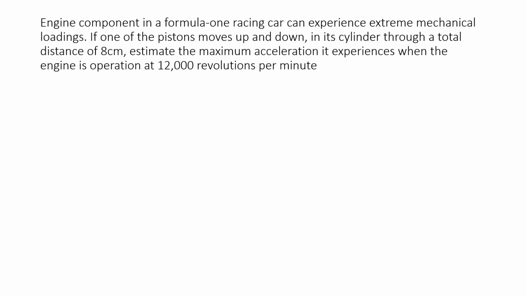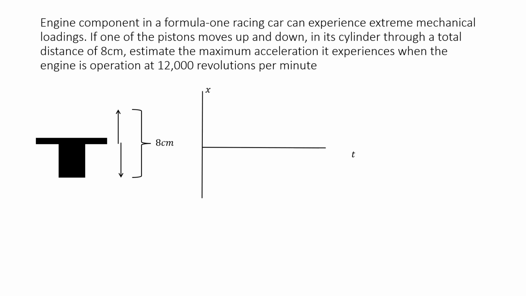So first thing we can do is draw a little diagram of our piston, and we know that it moves up and down over a total distance of 8 centimeters. If we plot this on a space-time graph, a distance-time graph, we get a sinusoidal path with an amplitude of 4 centimeters because it's half of the total distance moved.